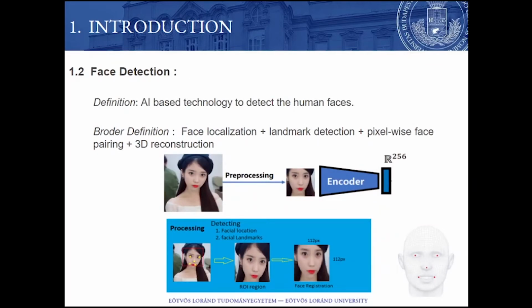Face detection is an AI-based technology to detect the human face, or in a broader sense, locating the face and detecting the face landmarks, which in this paper are 5: two eye centers, nose tip, and two mouth edges.